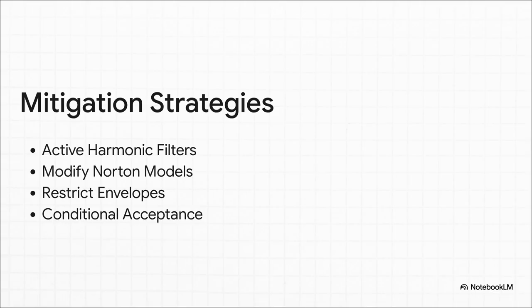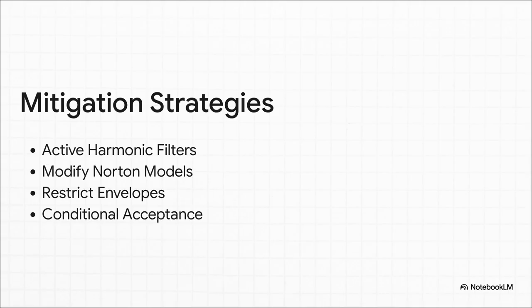Second, you can go back to the manufacturers and ask for highly accurate Norton equivalent models for your inverters so you aren't failing just because you used overly conservative generic data. Third, you might simply restrict your operational envelope during specific, rare grid contingencies rather than shelling out for massive filters. And lastly, you can negotiate conditional acceptance with a network operator, committing to rigorous post-connection monitoring to prove your real-world emissions are safe.